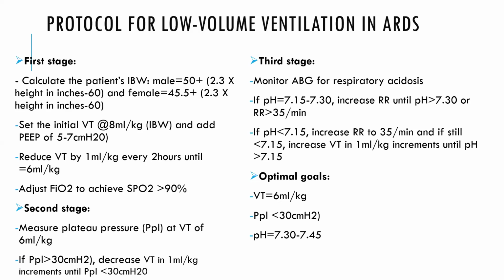per minute. Now, if your pH remains at 7.15, you want to increase your respiratory rate to 35 per minute. And if it's still low, you increase your tidal volume in increments of 1 ml per kg until you're able to achieve a pH greater than 7.15 rather.